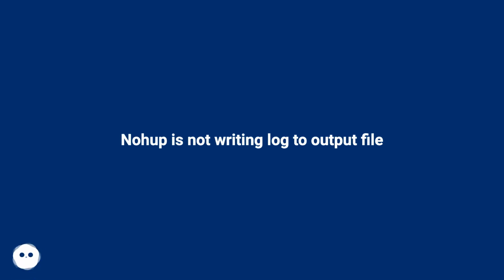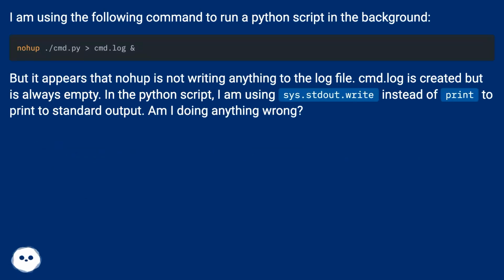Nohup is not writing log to output file. I'm using the following command to run a Python script in the background. But it appears that nohup is not writing anything to the log file. Command.log is created, but is always empty. In the Python script, I'm using sys.stdout.write instead of print to standard output. Am I doing anything wrong?